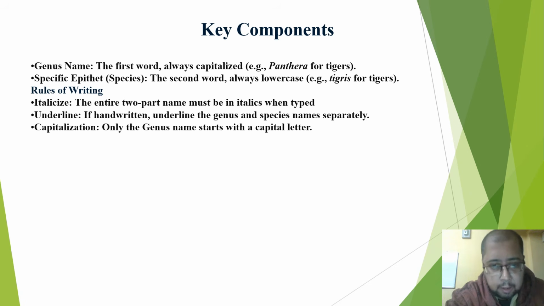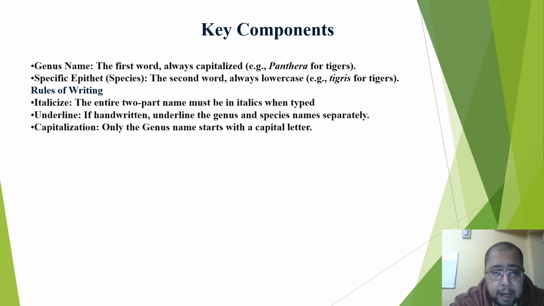So what are the key components? The first word should always start with a capitalized letter. For example, Panthera with a capital P for tigers. Whereas a specific epithet which mentions a species, the second word should always be lowercase. That is tigris for tigers.